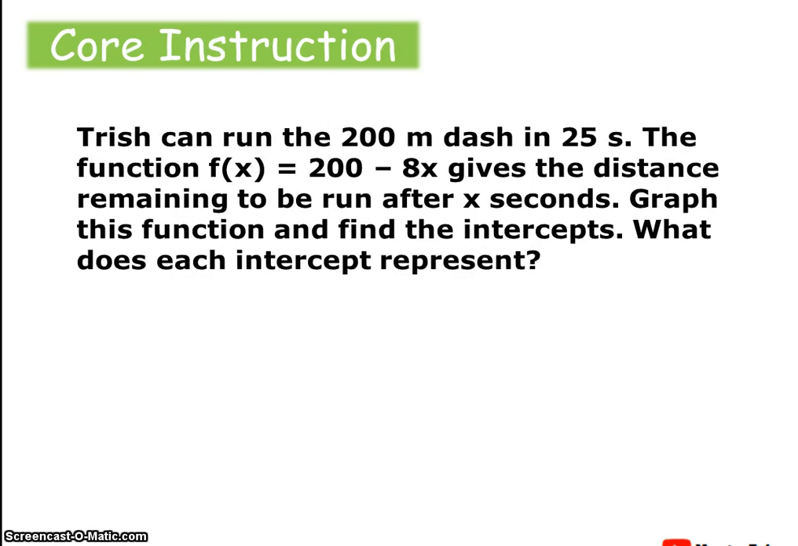So let's look at a word problem now. Trish can run the 200-meter dash in 25 seconds. The function f(x) = 200 - 8x gives the distance remaining to be run after x seconds. Graph this function and find the intercepts. What does each intercept represent?